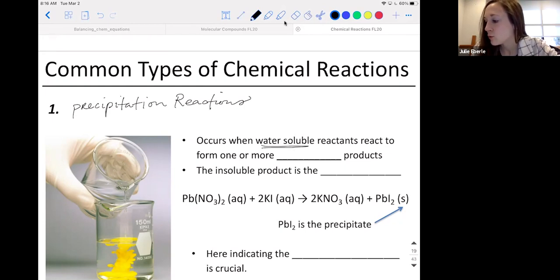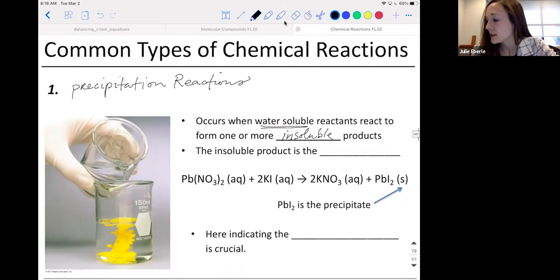And they react to form one or more, you can get more than one even, insoluble products. So you have these dissolved soluble reactants, and they're going to react together and form things that are no longer able to stay dissolved. And when that happens, we say it falls out of solution, okay? And it appears, and that's what a precipitate does. The insoluble product is the precipitate.